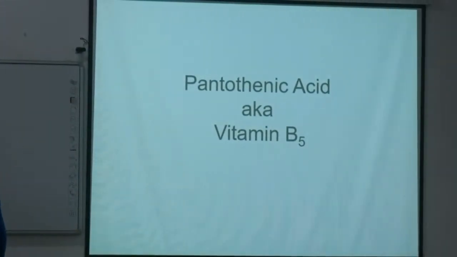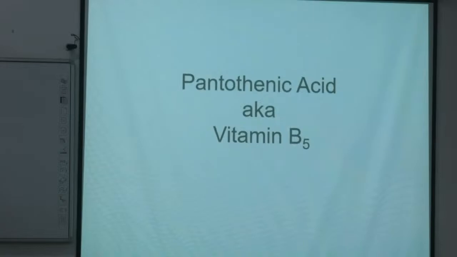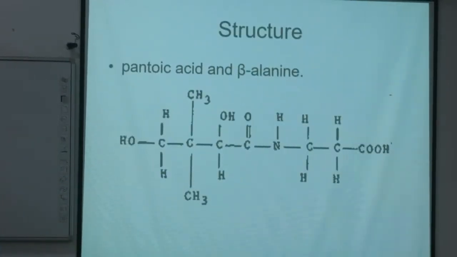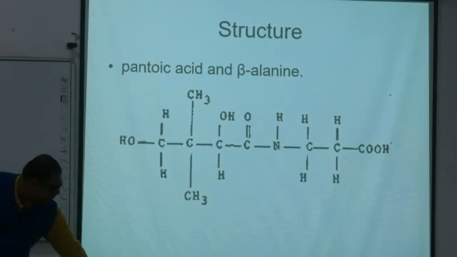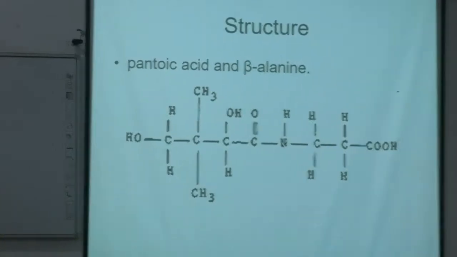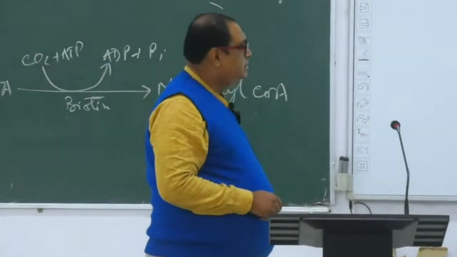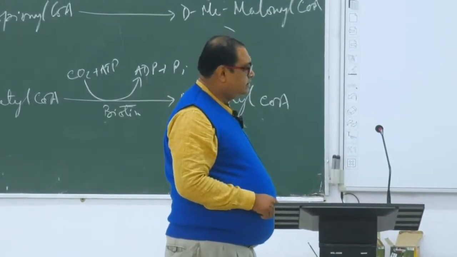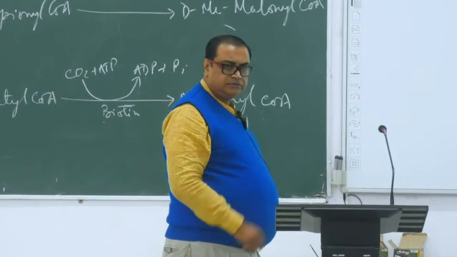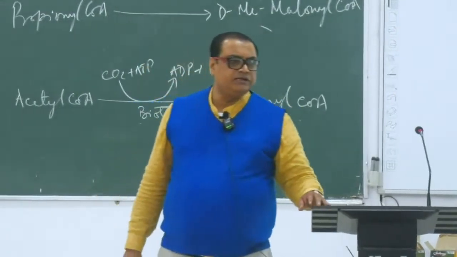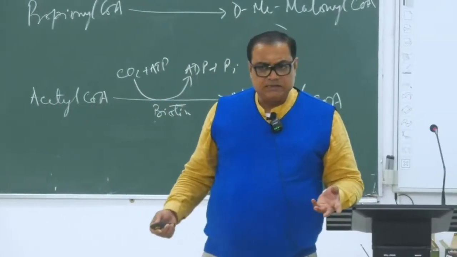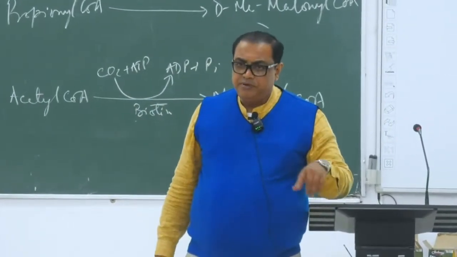Next, pantothenic acid, B5. Pantothenic acid is found as a part of one coenzyme called coenzyme A. See, it has got two parts. One is pantoic acid, another is beta-alanine. Now, alanine means alpha-alanine, beta-alanine means still it's an amino acid, but a beta amino acid.